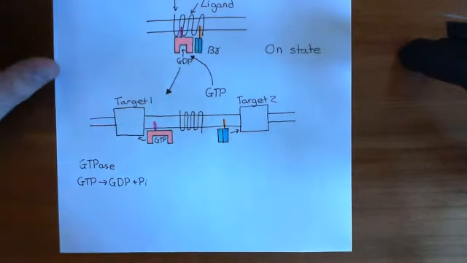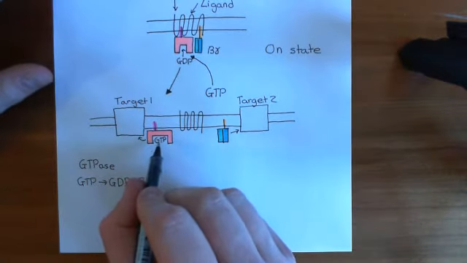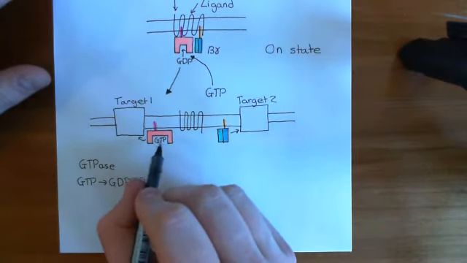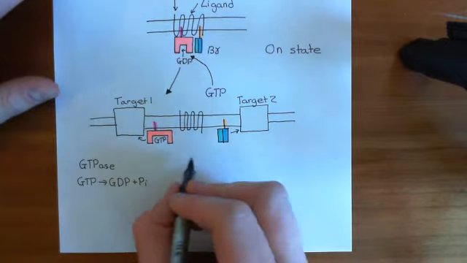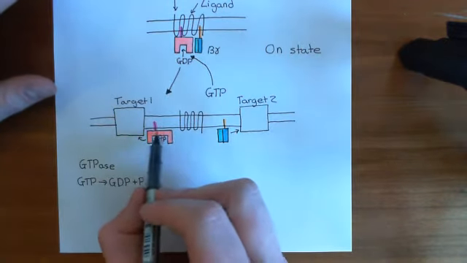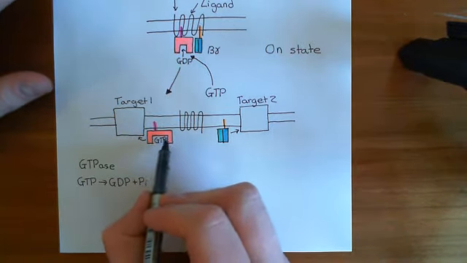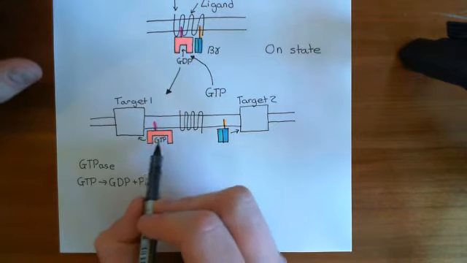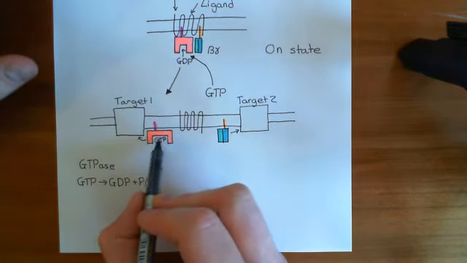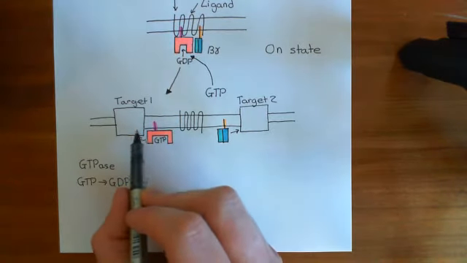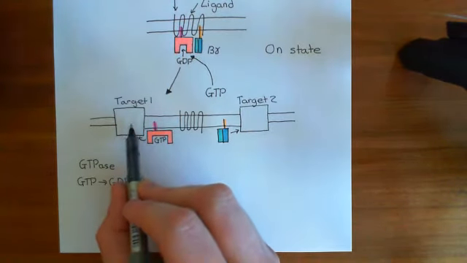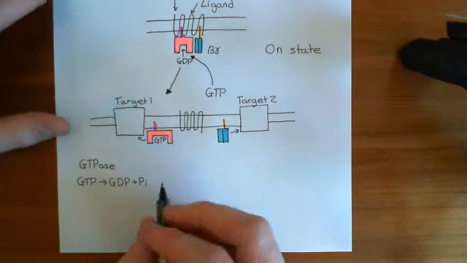Okay, so what happens when the alpha subunit turns its GTP to GDP and inorganic phosphate is that the inorganic phosphate will be released out into the cytoplasm, and the GDP will remain bound to the alpha subunit. Now, once the alpha subunit has GDP bound again, it will cleave away from its target, because only the alpha subunit with GTP bound can interact with its target. So it will cleave away from its target.